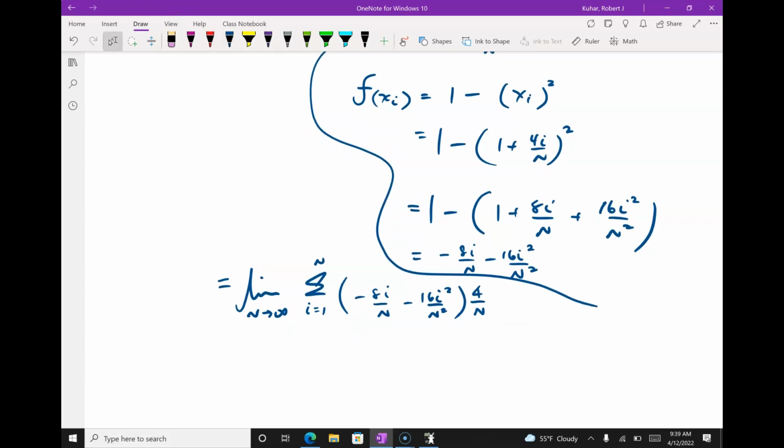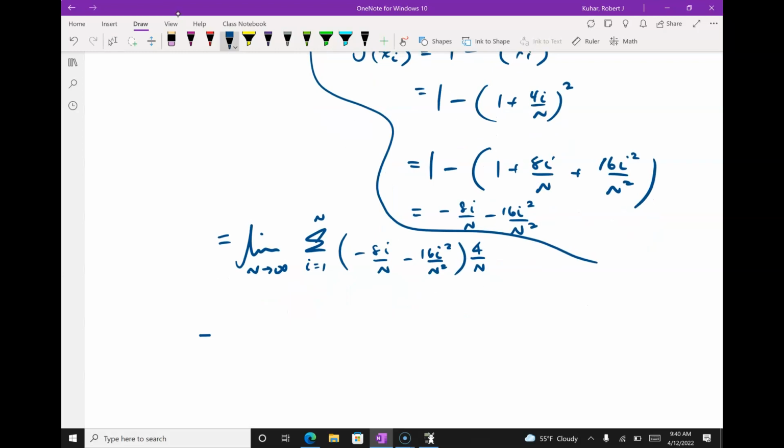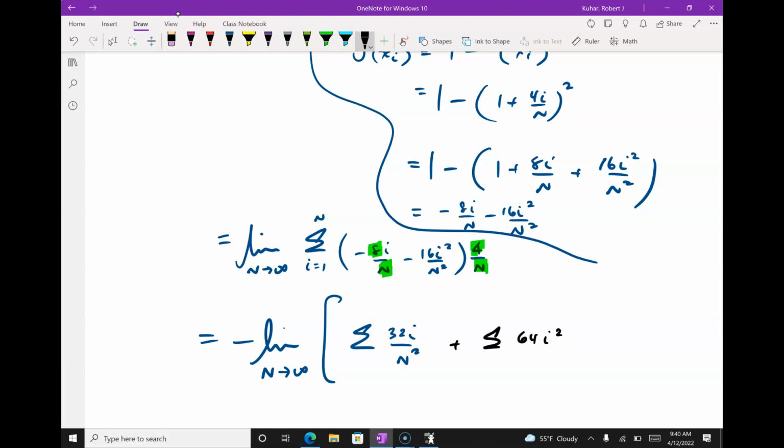I want to distribute there. I'm going to distribute the 4. I'm going to distribute the sum, okay? And I'm going to factor out the negative. So I've got the opposite of the limit as n goes to infinity of two sums. The sum of 32i over n squared. Do you see where that's coming from? 32i over n squared, plus the sum of 64i squared over n cubed.